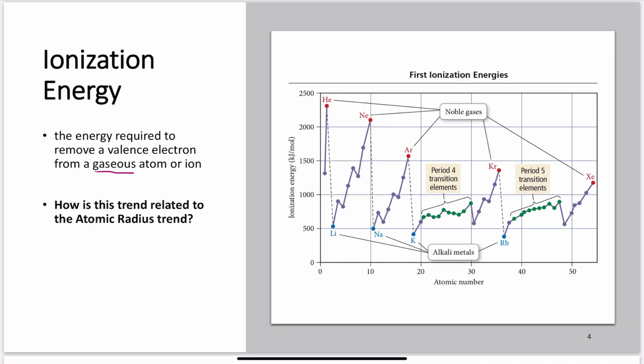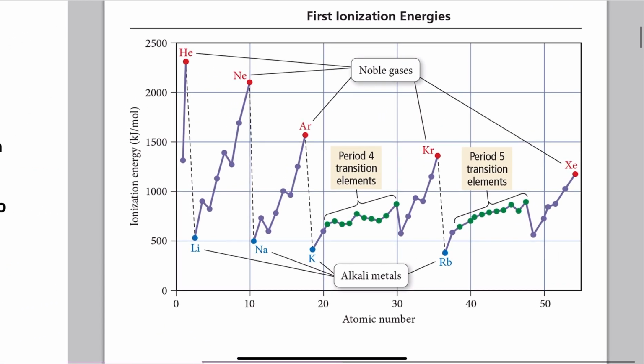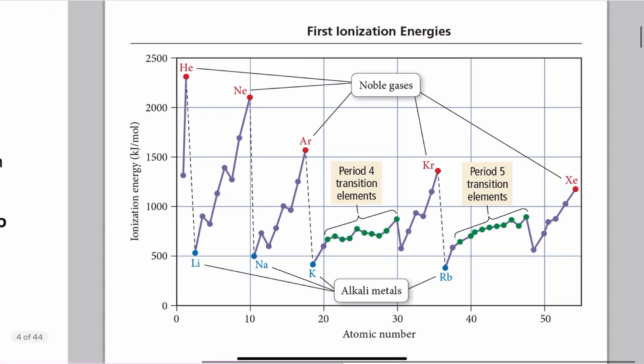Okay. The general trend here is it increases across and it increases up the table. So when it says here, how does this relate to atomic radius? It's completely opposite. Atomic radius is the opposite trend of ionization energy. So if we look at the graph here, this graph actually tells us a lot of information about first ionization energies. Again, first means first electron removed.